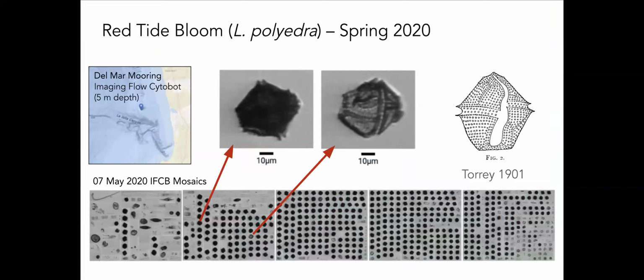So here are some microscopic images from the IFCB during this red tide in spring 2020. And there is the line drawing next to it from the 1901 paper. These are 100% the exact same organisms. And it's fun to work on a problem that's been around for so long.